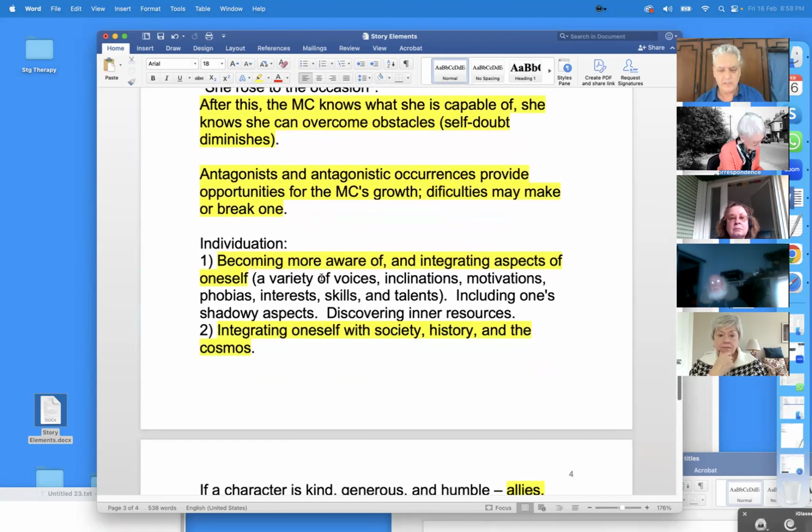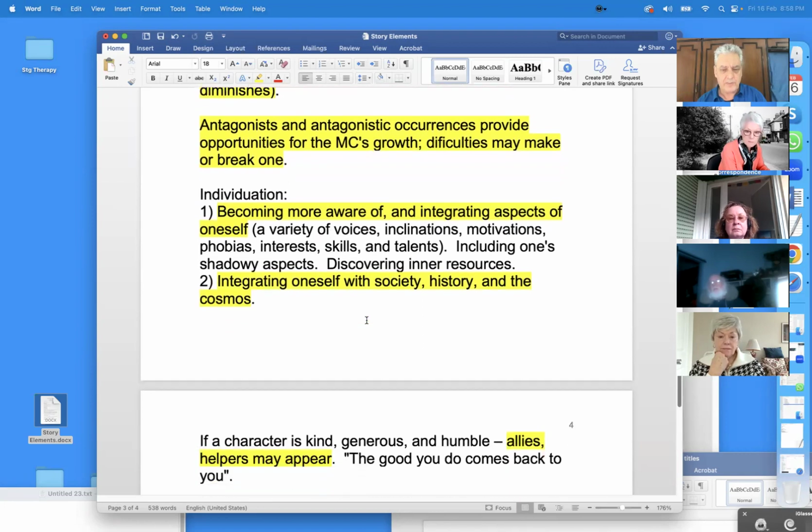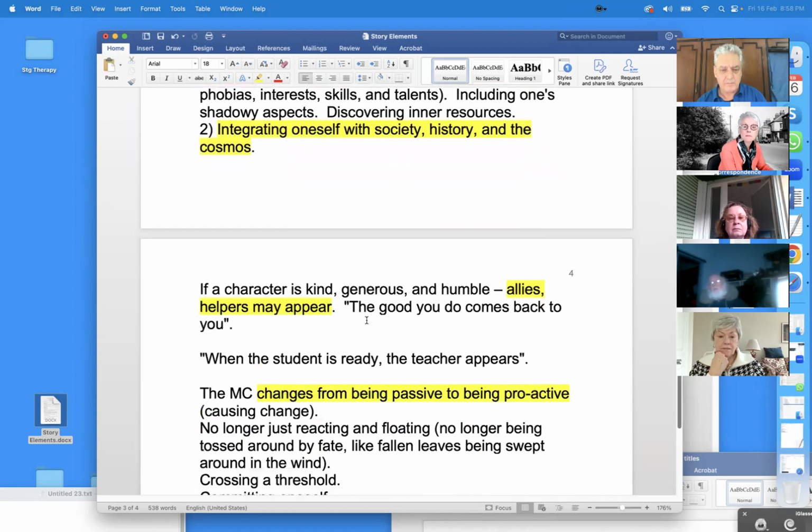Individuation is a term made famous by Carl Jung, the psychologist, about becoming more aware of aspects of oneself, even seemingly negative aspects of oneself, and also getting a sense of who one is in relation to society, history, and the universe. This can be part of the growth and development of a character.